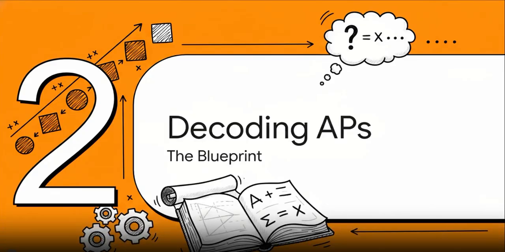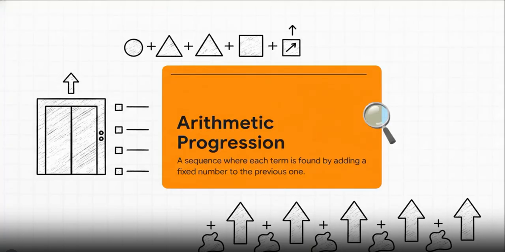Which brings us neatly to Section 2, Decoding Arithmetic Progressions. Let's look at the blueprint. Okay, the absolutely crucial thing to grasp is this definition right here. An arithmetic progression, or we'll just call it an AP to keep it simple, is really just a sequence of numbers where every step up or down is identical. You take a term, you add a fixed number to it, and you get the next term. That's the whole shebang. It's basically like an elevator that only ever travels the exact same distance between floors.